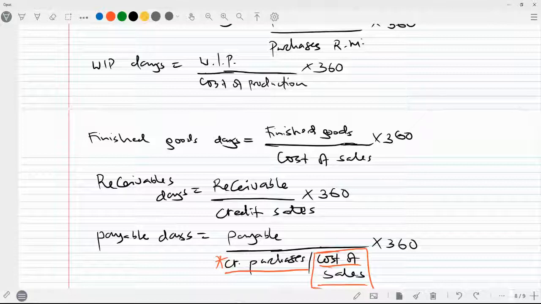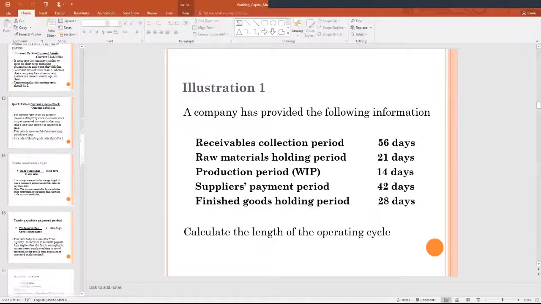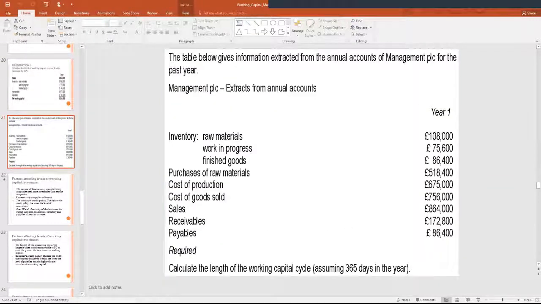So I want us to do a question that is asking us to get the cycle based on the number of days, and we are the ones getting the days for each of the key components. So let's do a question. I think I have a question on my notes here. So let me see whether I can get it. Go through the question, then we attempt to do it together.